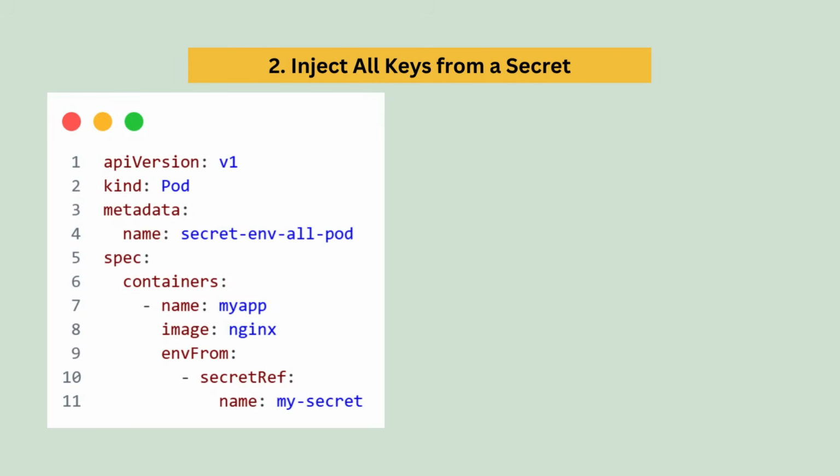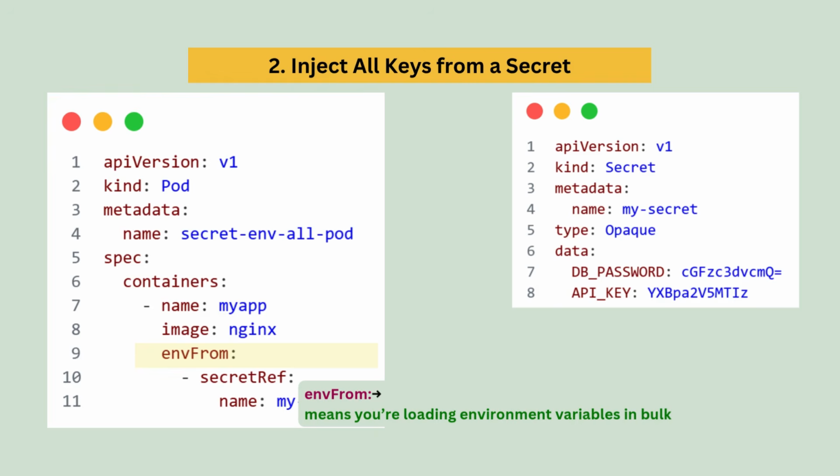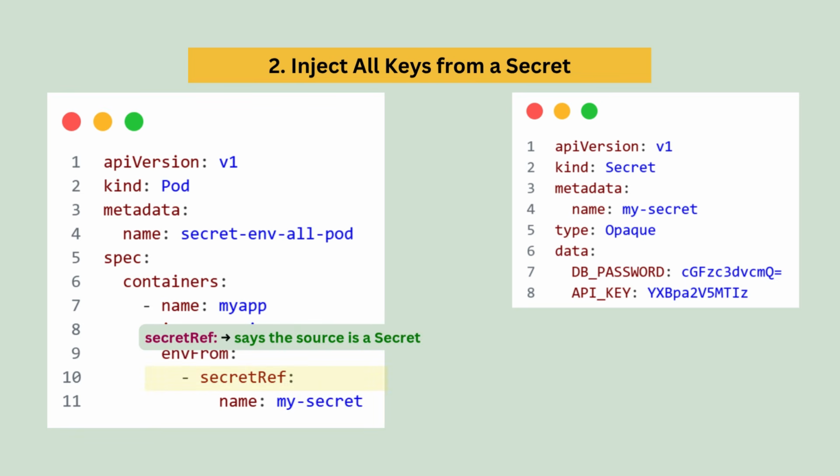Now let's understand how to inject all keys from a secret. So inside your pod YAML, this part tells Kubernetes to take every key inside the secret and turn each one into an environment variable inside the container. So this one, envFrom, means you are loading environment variables in bulk. And secretRef says the source is a secret.